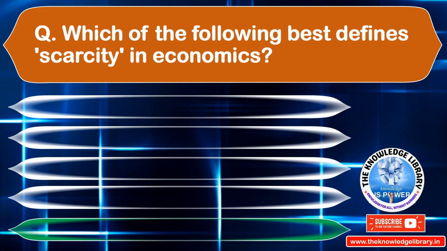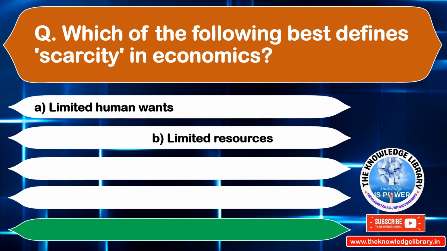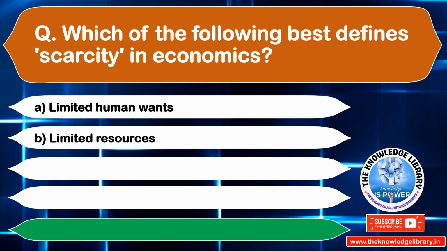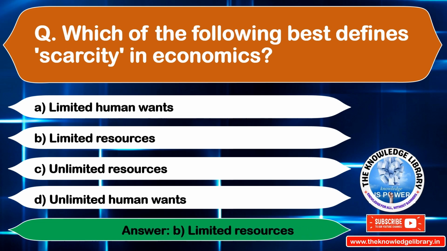Which of the following best defines scarcity in economics? Option A, limited human wants. Option B, limited resources. Option C, unlimited resources. Option D, unlimited human wants. The correct answer is option B, limited resources. Moving to the next question.